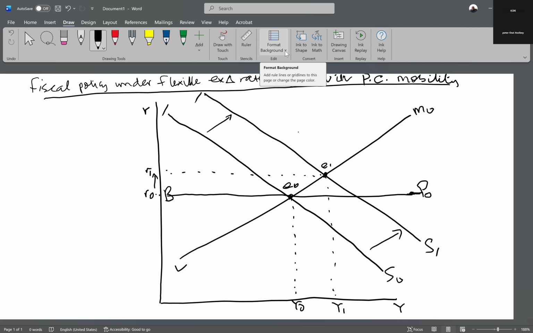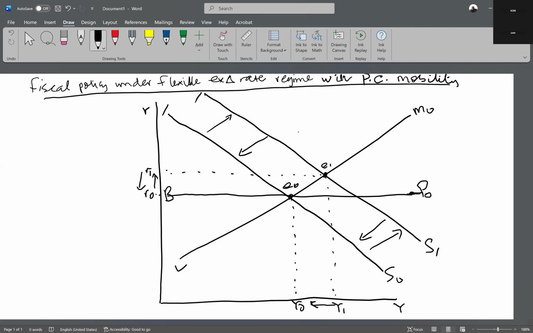So as imports exceed exports, there will be balance of payment deficit, which will cause the IS curve to shift back to its original position as a result of the deficit. So the IS curve will shift back. So it means that Y will come back from Y1 to Y0, and then R1 will also shift back to R0. So fiscal policy under flexible exchange rate regime with perfect capital mobility is ineffective.